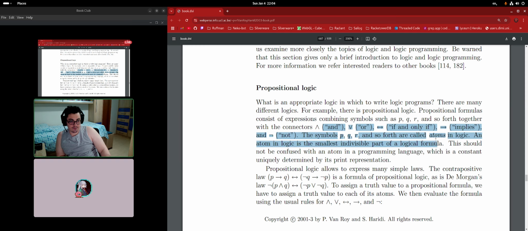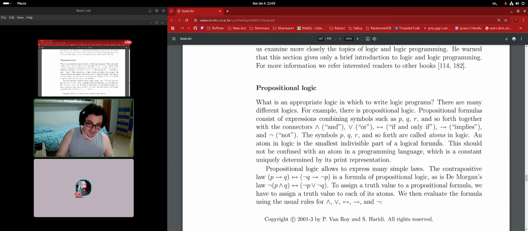And then we have operators. These are all things we have seen at the beginning of engineering courses or engineering degrees. You have and, or, if and only if, implies, not, and atoms, which are essentially indivisible parts of a logical formula. I find it very tragic that you cannot categorically state that you would have seen this in school. It's definitely tragic, but it's definitely not true that people have seen this in school.